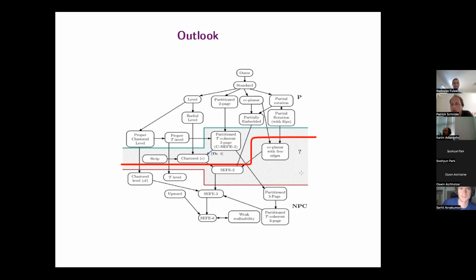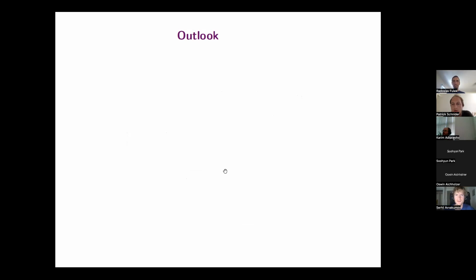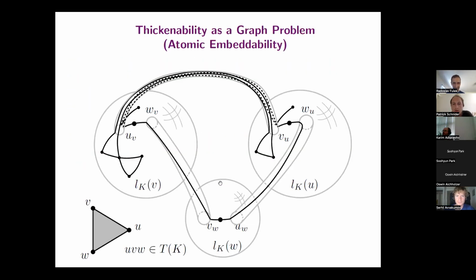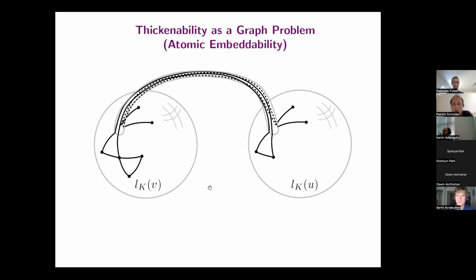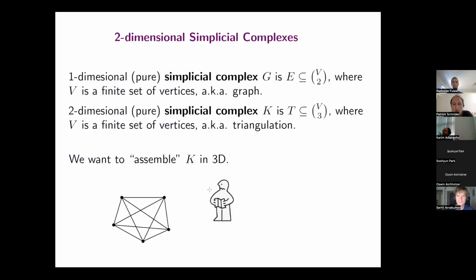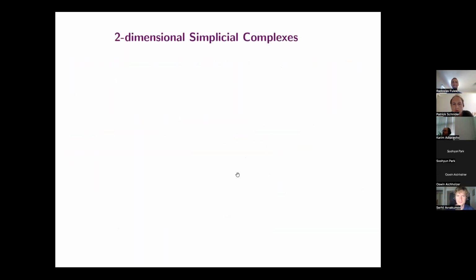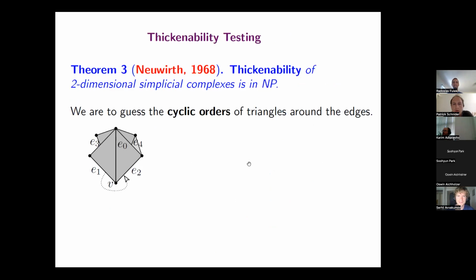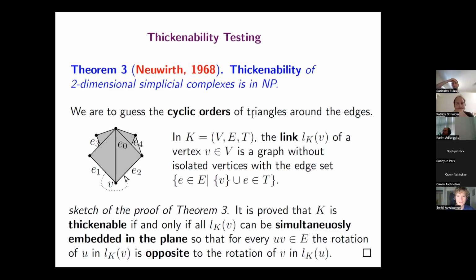Can you go back a few slides to the slide with the Neuforth theorem, the theorem about thickenability from 1969? 1968, yes. Here it says that thickenability is NP, but then later you prove that there is an algorithm which is quadratic in N. So what's the difference?